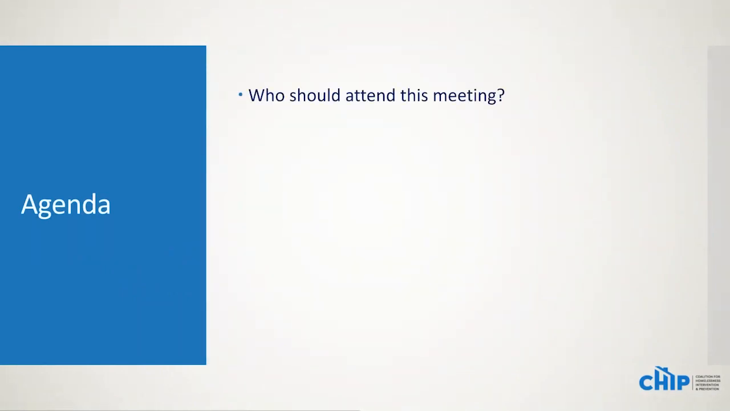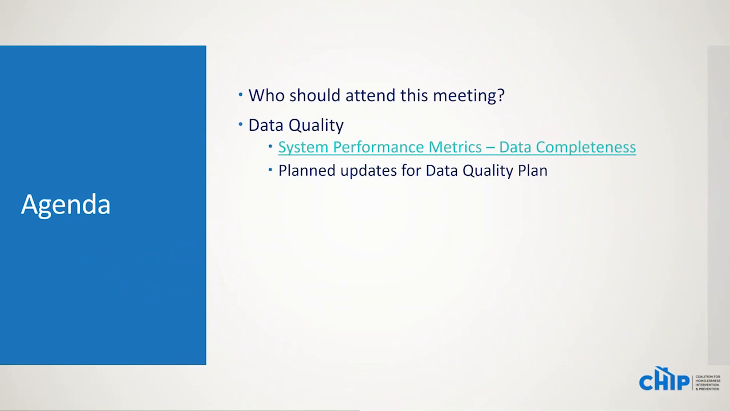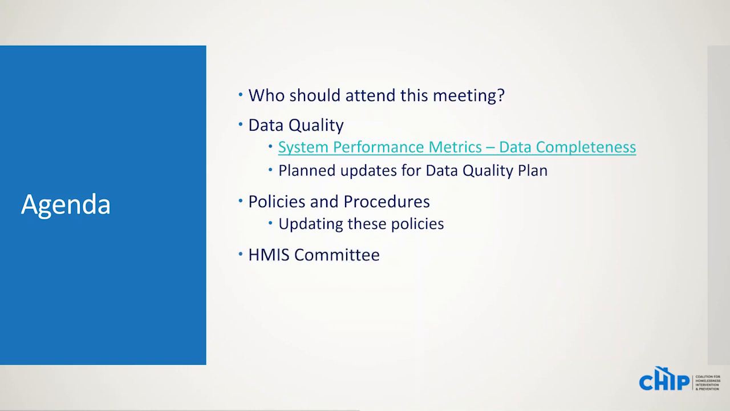Now, we're going to talk about who this meeting is intended for. Then we'll hop into talking a little bit about data quality in terms of what we're planning, some of the tools that you can already use at your agency to measure data quality, and also plans that we are currently in the process of developing for updating the data quality plan and actually implementing it in our community. Then we'll talk a little bit about some of the policies and procedures that I alluded to in our previous COC update that we had last month.